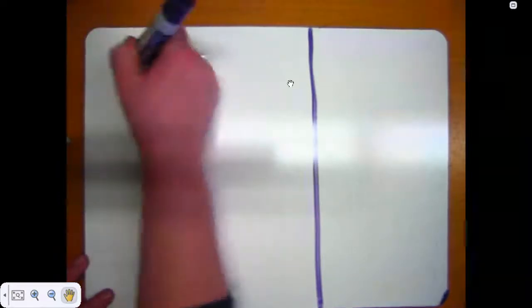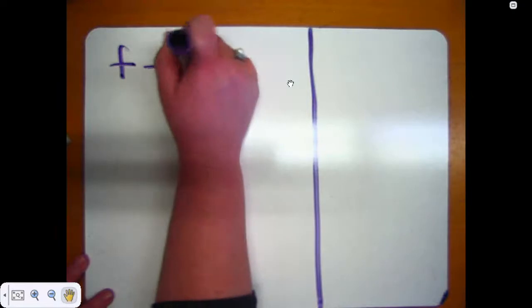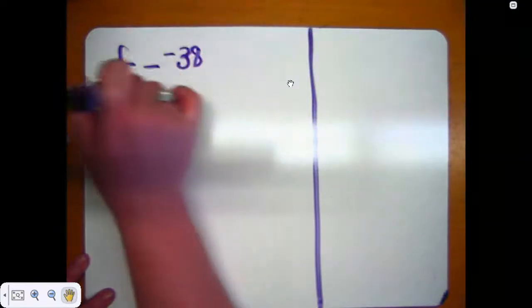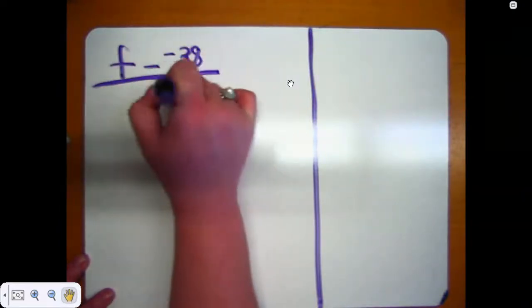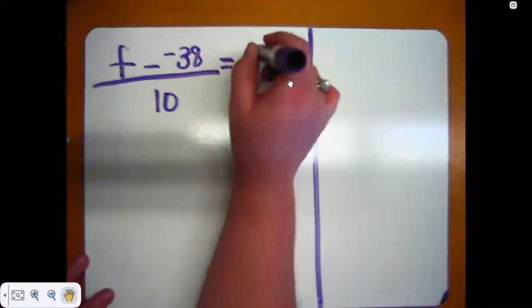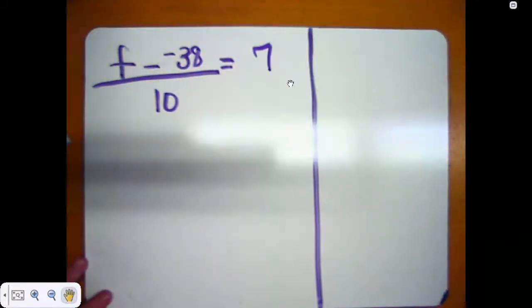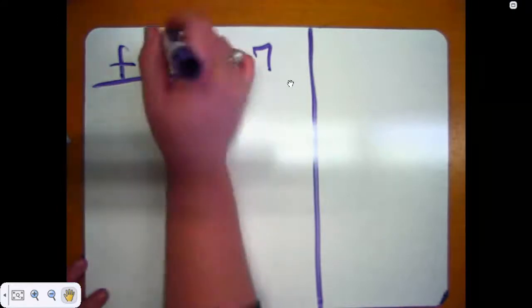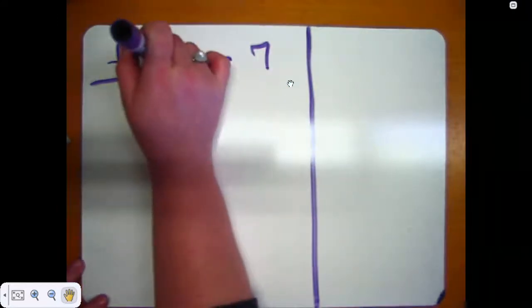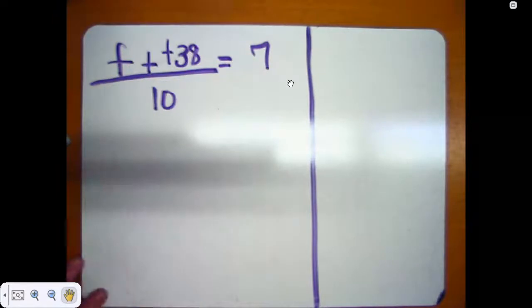What if you see something like this? F minus negative 38, all divided by 10 equals 7. Well, the first thing I notice here is those double negatives, or we used to call them mean girls, and I know they're happiest when they're together, so let's make them happy. So they're both positive. So now this actually says F plus 38 divided by 10 equals 7.